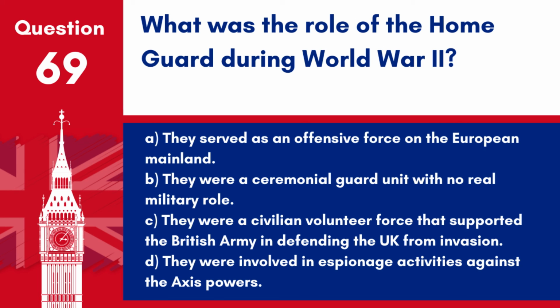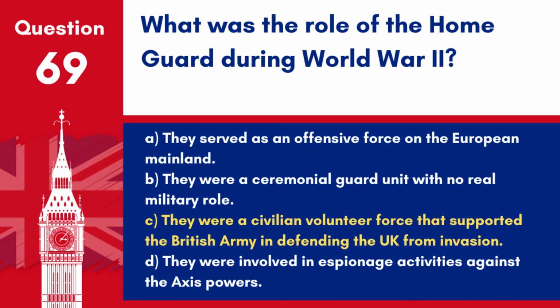Question 69. What was the role of the Home Guard during World War I? A. They served as an offensive force on the European mainland. B. They were a ceremonial guard unit with no real military role. C. They were a civilian volunteer force that supported the British Army in defending the UK from invasion. D. They were involved in espionage activities against the Axis powers.